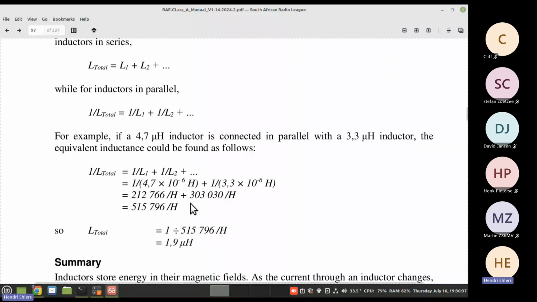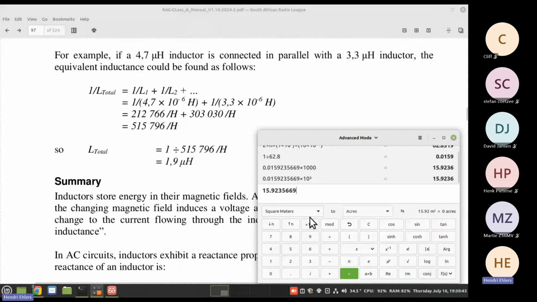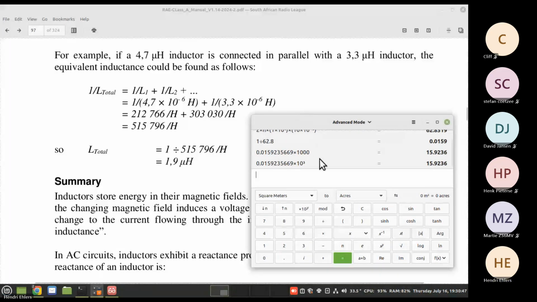So let's just get my calculator here, and then we quickly... Right, for example, we've got a 4.7 micro Henry inductor, and that's connected in parallel with a 3.3 micro Henry inductor.